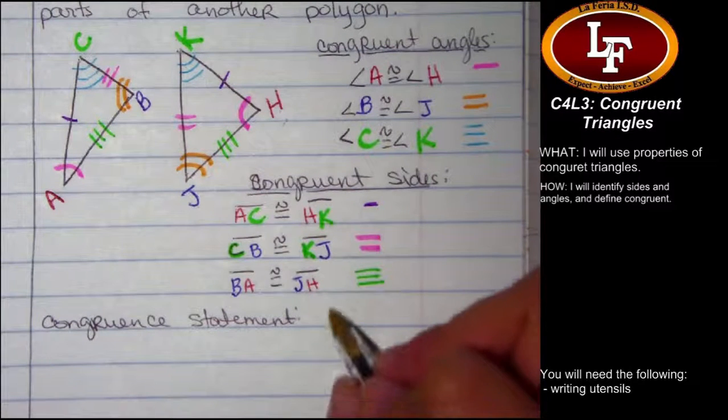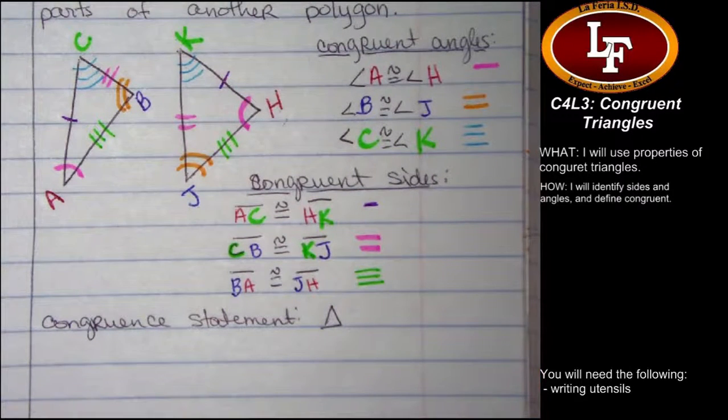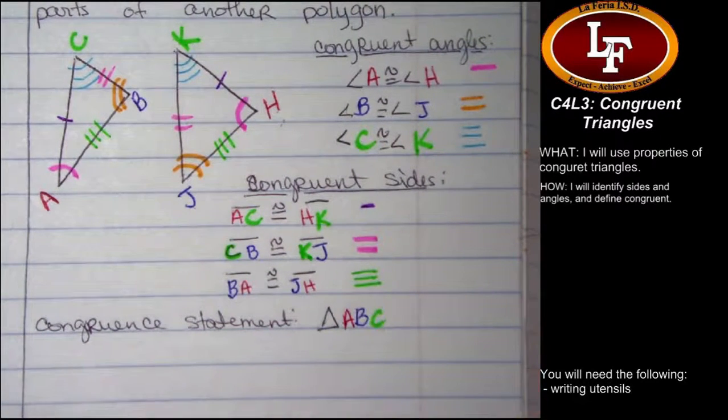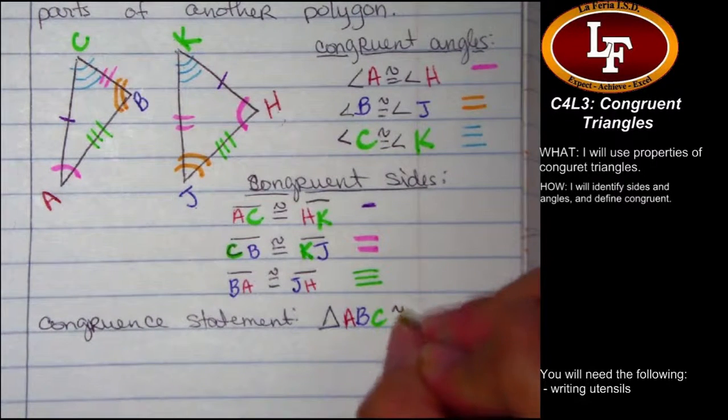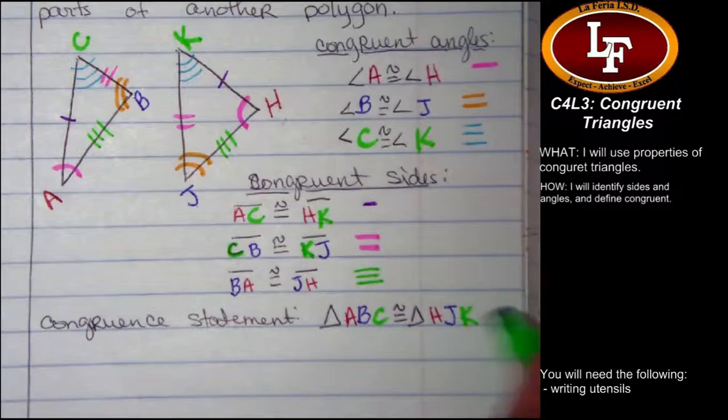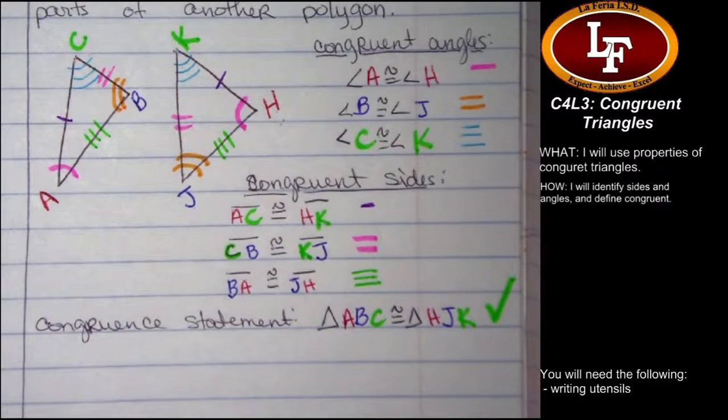Congruence statement should be written this way. A, B, C is congruent to triangle H, J, K. The vertices are all in the same order with the ones that correspond with each other.